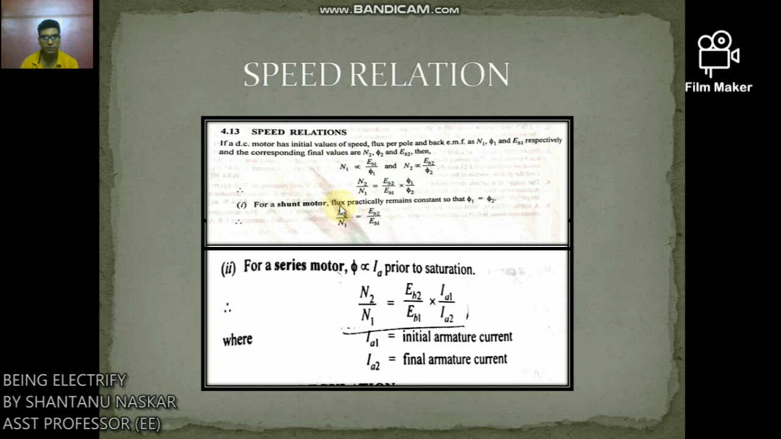Now for a shunt motor, flux remains practically constant, so phi1 equals phi2, and we can write N2 by N1 equals Eb2 by Eb1, because phi1 equals phi2 cancels. For a series motor, phi is proportional to Ia prior to saturation. So N2 by N1 equals Eb2 by Eb1 into Ia1 by Ia2. Ia1 is the initial armature current and Ia2 is the final armature current. Because phi is proportional to Ia, we write Ia1 and Ia2. Okay.